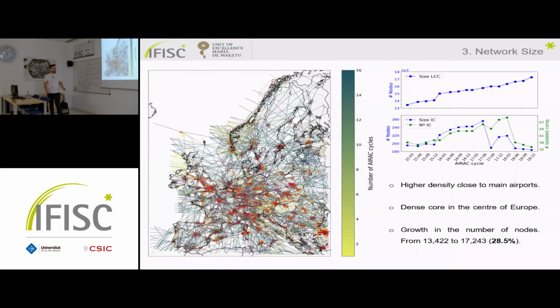Now let's start to analyze the results of the thesis. First of all, here you have a global picture of the European air route network, where we observe a higher density of nodes close to main airports, and also a higher density in the center of Europe. Regarding the size of the network, here we observe the total number of nodes as a function of time, and we observe a significant growth of around 28.5% in the size of the network. So at least in terms of size, the stationarity of the system cannot be taken for granted.